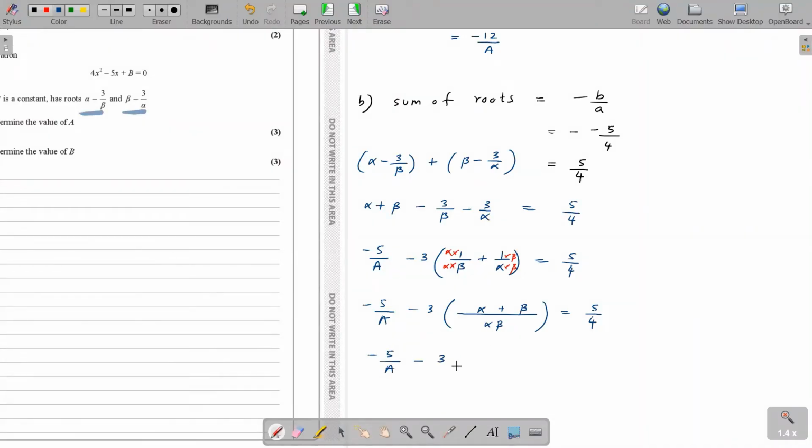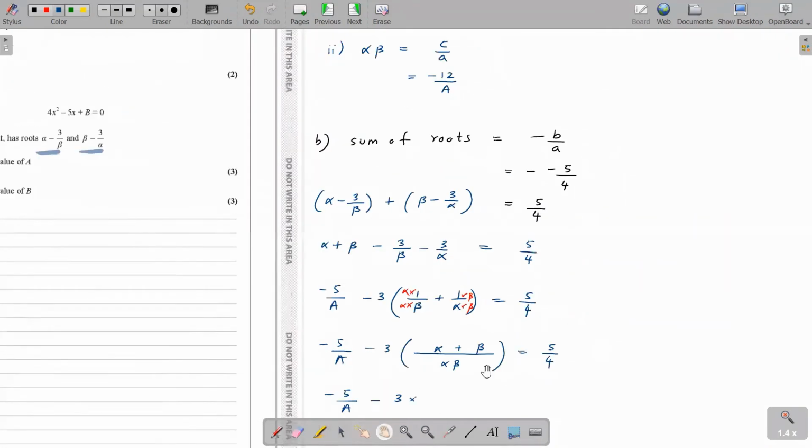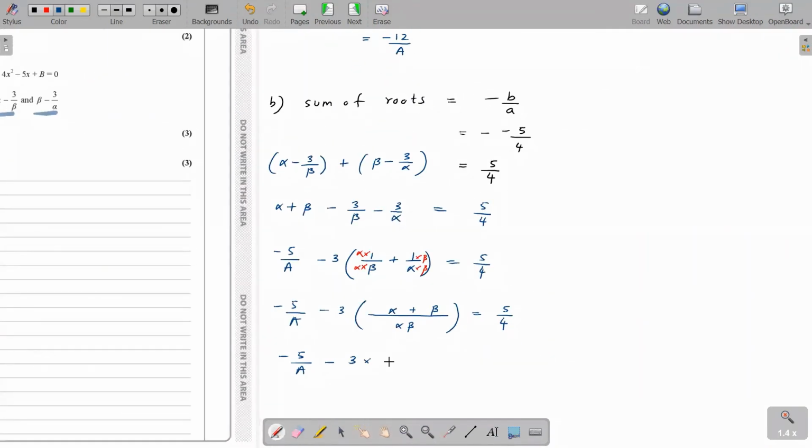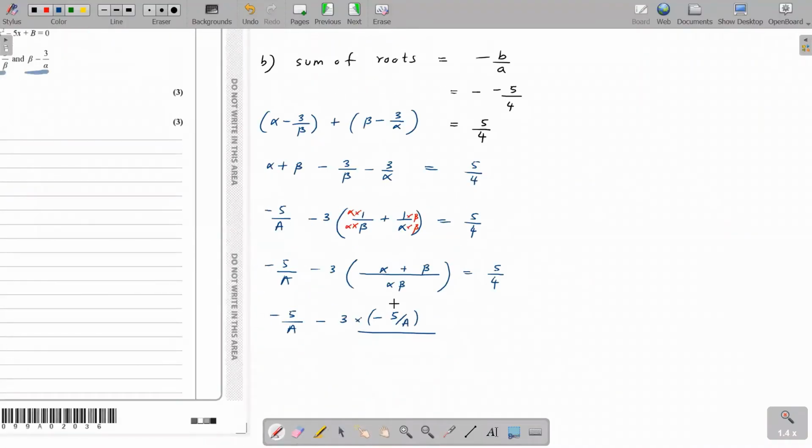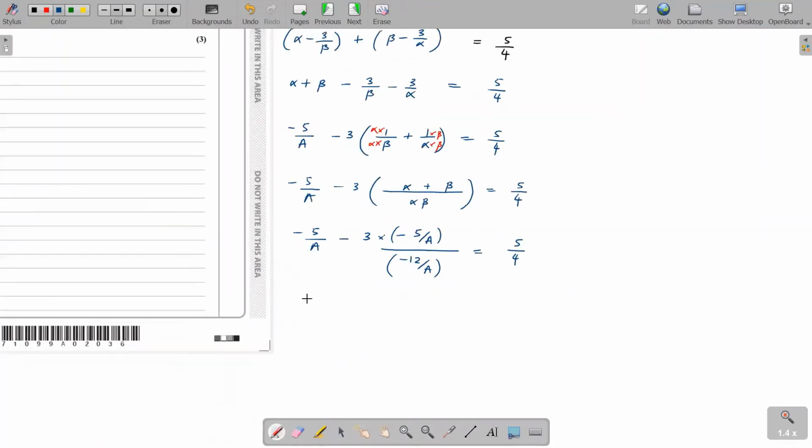Shall we simplify? Alpha plus beta is minus 5 over a. Divide by alpha beta is? Alpha beta is minus 12 over A. Are you with me? The simplification here is going to be a little bit of a challenge. So I think by now all of you should know that the A to A here, if you can't see, it cancels out. Okay, so I will write it in the basic way, but if you can go quickly, you should go minus 3 into minus 5 over A.